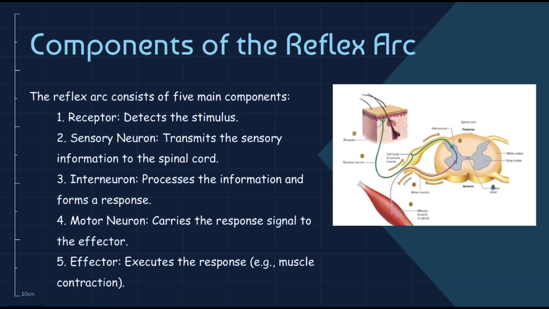In this diagram right here, we have our first step, which is a receptor, and it's going to detect our stimulus. Then we have our sensory neuron. This transmits the sensory information to the spinal cord, like I said. It's going down here. Then we have our interneuron right here, as we can see. This is going to process information and form a response. Then it's going to go to our motor neuron right here. That's going to carry the response signal to the effector. And finally, we have our effector right there. And that's going to execute the response.